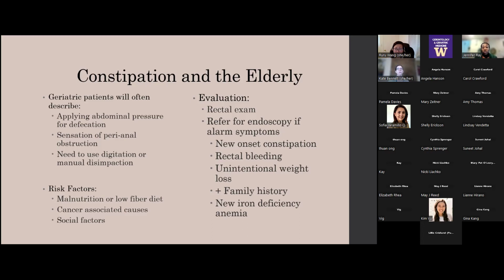For evaluation, rectal exam is really important, and I'll go through that more in the fecal incontinence section. I would refer for endoscopy analysis if there are significant alarm symptoms or they haven't had a colonoscopy for a very long time, just to rule out cancer or obstructive causes. New onset constipation would be concerning if they're having rectal bleeding, unintentional weight loss, as we previously mentioned, a family history of colon cancer or new iron deficiency anemia. That would be when you want to do a colonoscopy for evaluation.